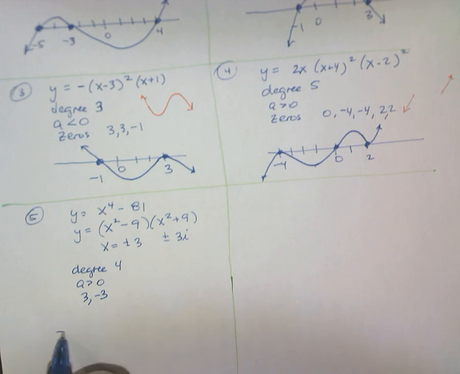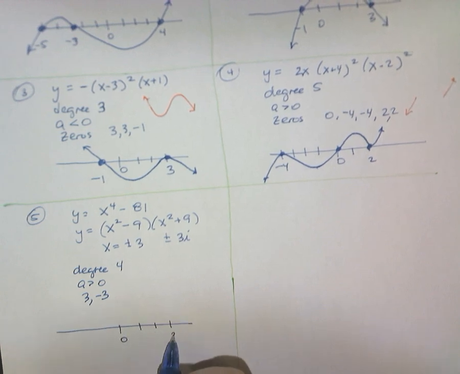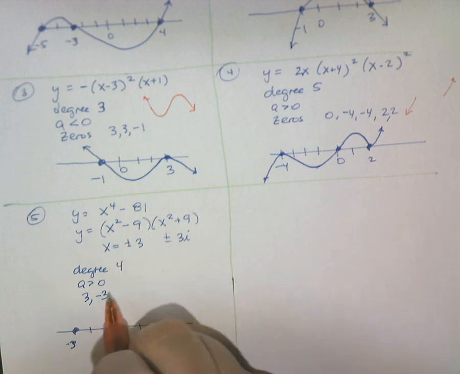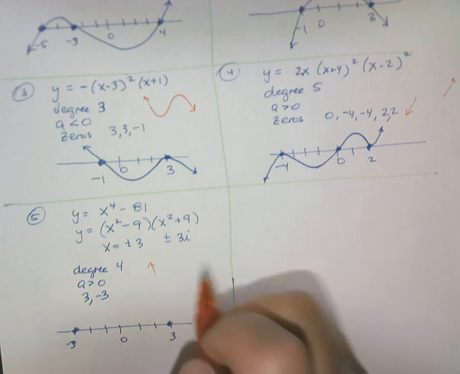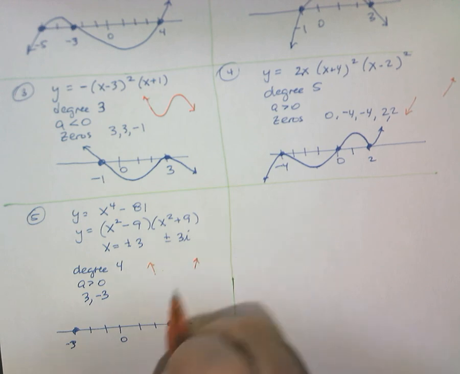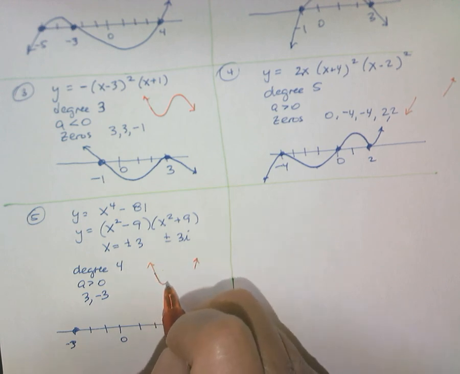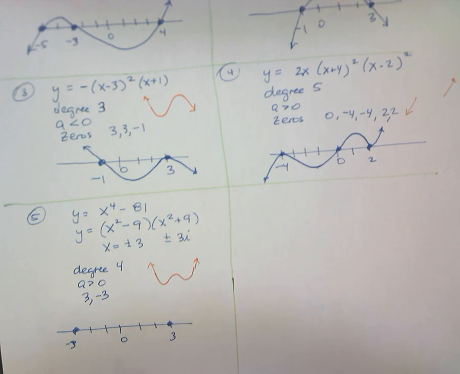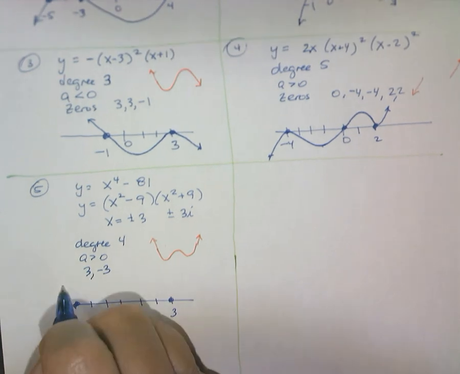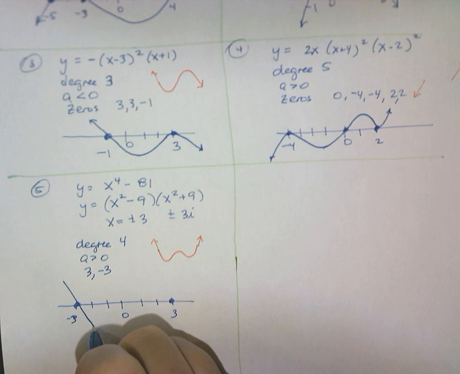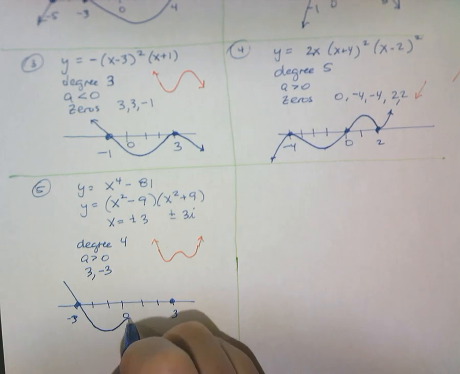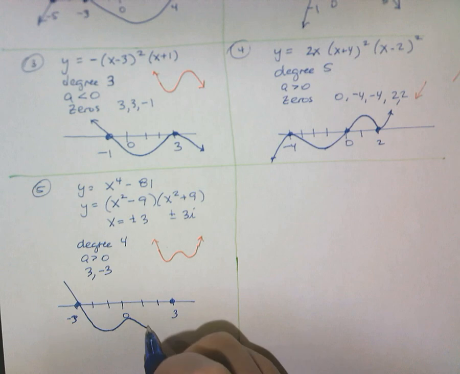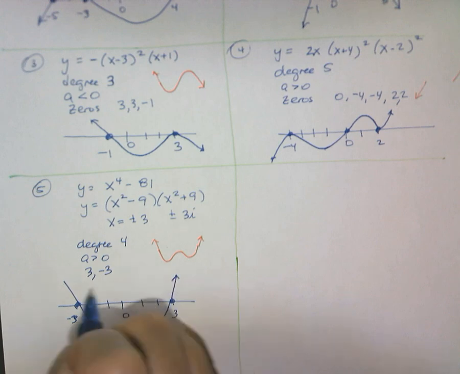So I know when I do my number line, I'm only going to mark these 2 points. With an even degree polynomial and leading coefficient positive, I know both ends are going to go up. And it's going to look like a W because it's a degree of 4. So the way I do that is I'm going to come down. It's going to turn, but look at this. It doesn't go back up through there. It turns before it reaches the x-axis. And then it comes back up here.